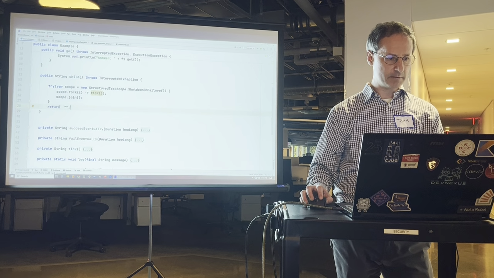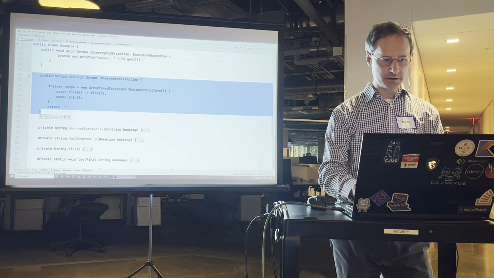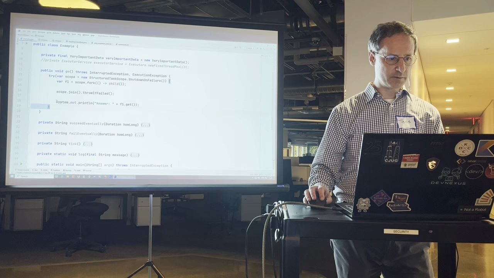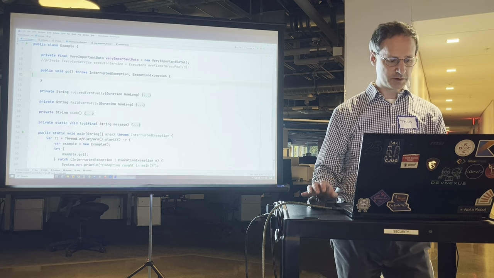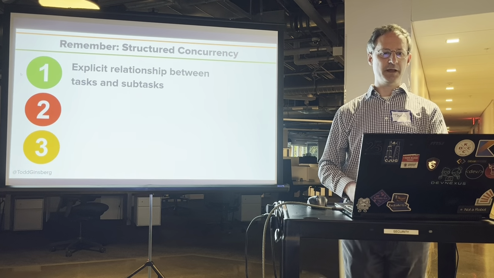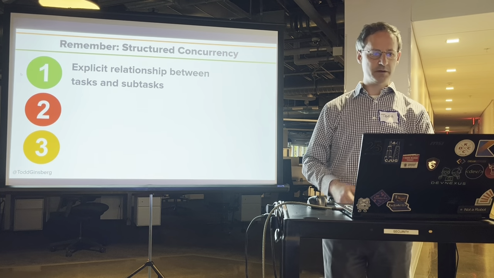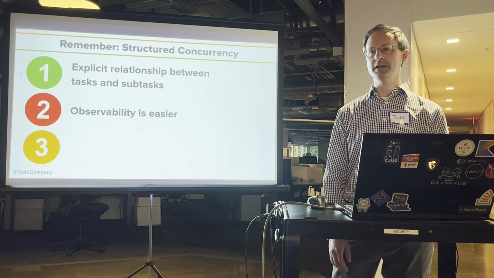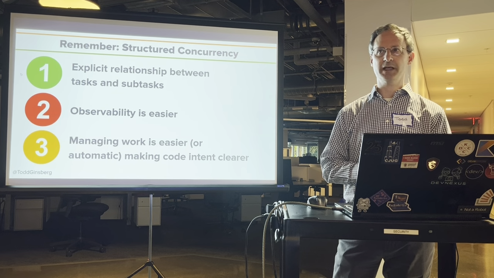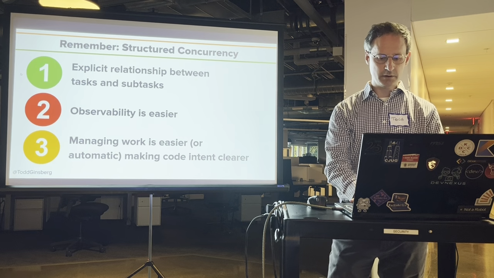So debugging that becomes a lot easier because now we have a relationship, a specific track relationship, which is a nice big benefit for structured concurrency. So remember these three things. There's now an explicit relationship between tasks and subtasks. Observability is easier, as we just saw, and managing work is easier because I don't have to do anything to cancel that work.